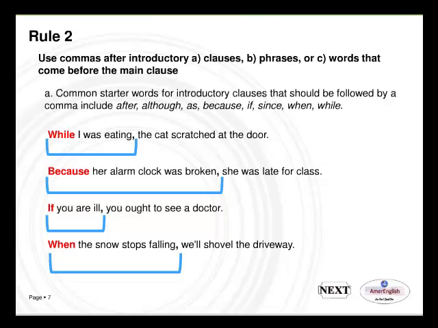Common starter words for introductory clauses that should be followed by a comma include after, although, as, because, if, since, when, and while, as seen in this example. While I was eating, the cat scratched at the door. Because her alarm clock was broken, she was late for the class. If you are ill, you ought to see a doctor. When the snow stops falling, we'll shovel the driveway. So if you use any of the words although, as, because, if, then make sure you have the comma.